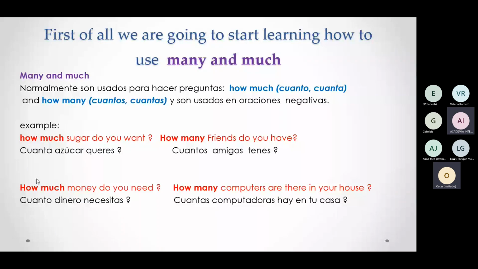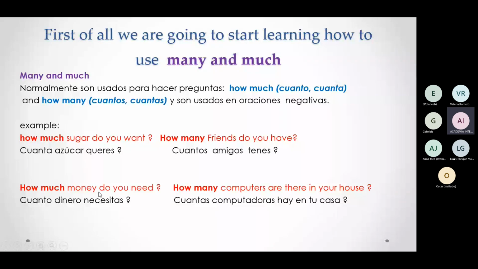Me, teacher. Okay, go ahead. How much money do you need? Can you repeat that sentence again, please? How much money do you need? Okay, how much money? How much money do you need?